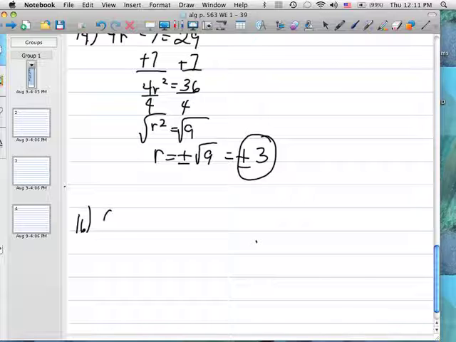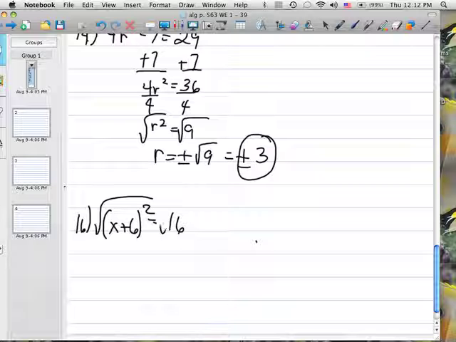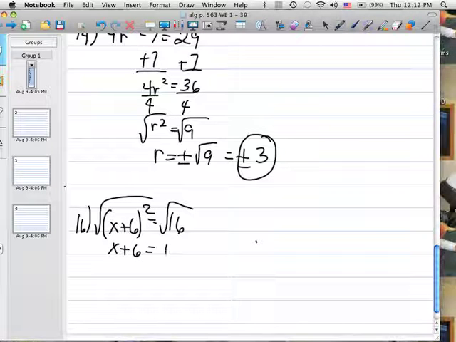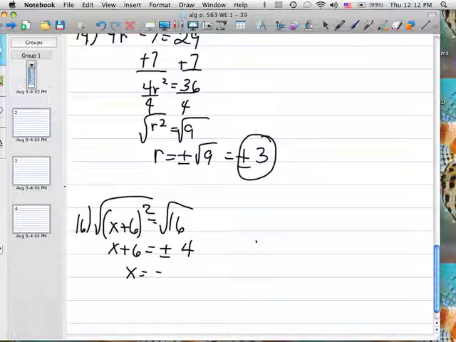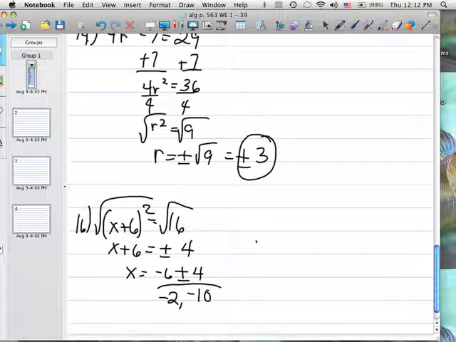Problem 16, we have the quantity x plus 6 squared equals 16. The perfect square is isolated, so take the square root of both sides. So we get x plus 6 equals plus or minus 4. Square root of 16 is 4. So x equals, subtract 6 from both sides, negative 6 plus 4, negative 6 minus 4. Plus 4 would be negative 2, minus 4 would be negative 10.